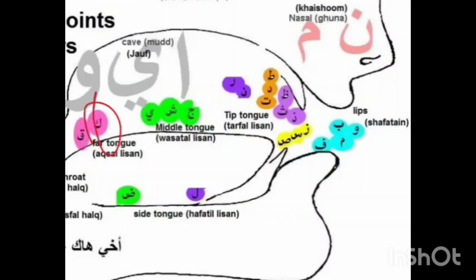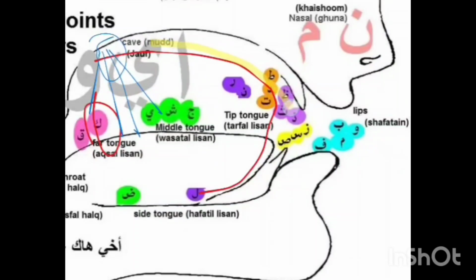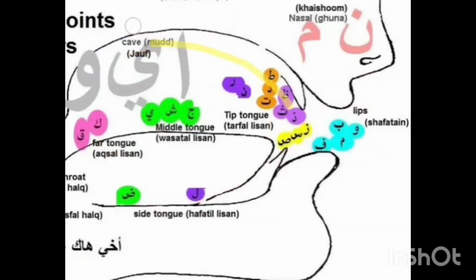Let's start with the letter Kaf. For the letter Kaf, we need to place our tongue this way, where the highest point, or where the sound is coming from, should be from the far tongue. And you need to let a little bit of air pass through between your palate and your tongue. So repeat after me the letter Kaf. Kaf, Kaf, Kaf. Well done.